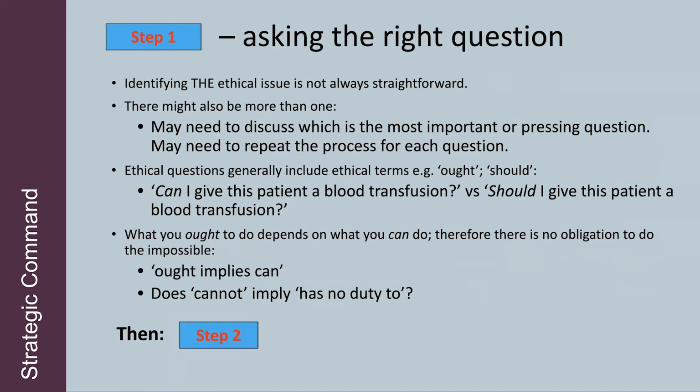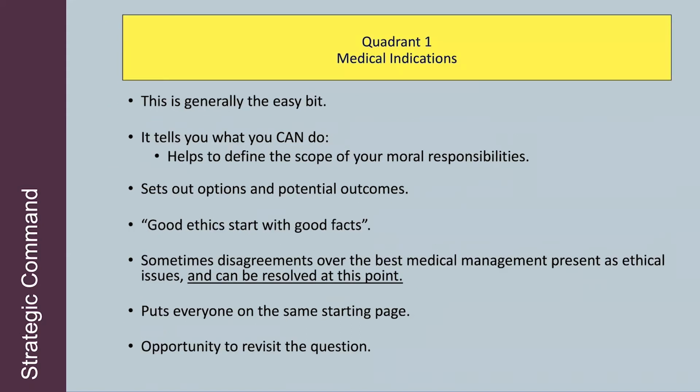But the thing is, once you've identified the dilemma for discussion, you move on to step 2, which is your quadrants. Okay, that's generally the easy bit. Tells you what you can do. I'll just let you read the slide, to be honest with you, because it speaks for itself.